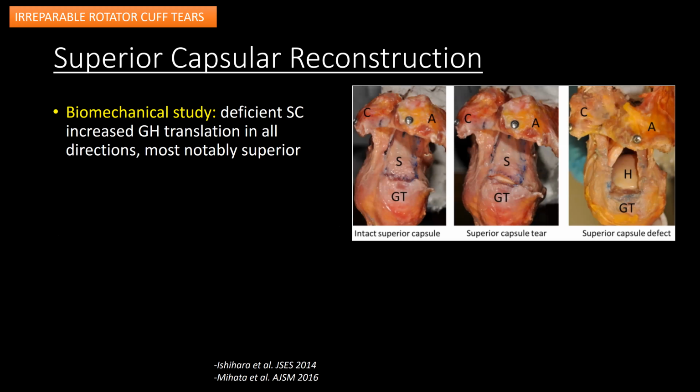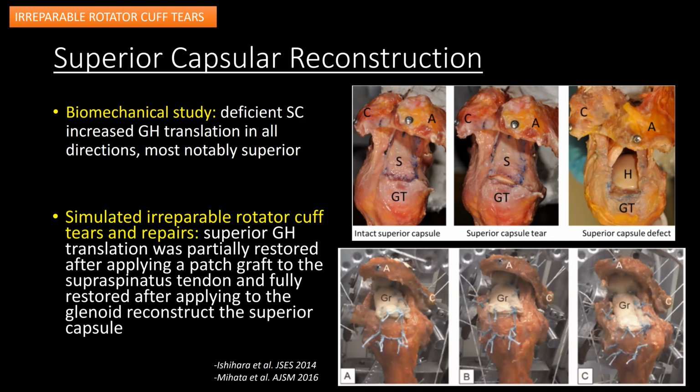A little bit about how SCR was developed and a little bit about background. Other Japanese orthopedic surgeons demonstrated in a biomechanical study that a deficient superior capsule increased glenohumeral translation in all directions, most notably superior translation, as we can see in our imaging, radiographs and MR. Mihata and his group also, in simulated non-repairable rotator cuff tears and repair, demonstrated that superior glenohumeral translation was partially restored after applying a patch graft to the supraspinatus tendon, but it was fully restored after the graft was applied to reconstruct the superior capsule.